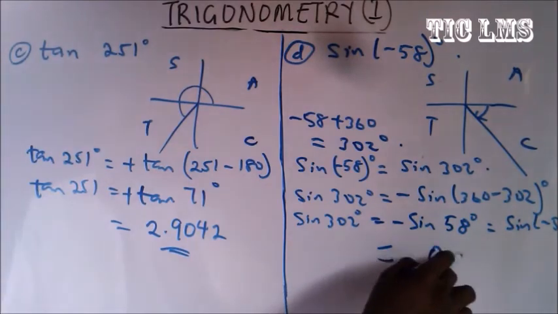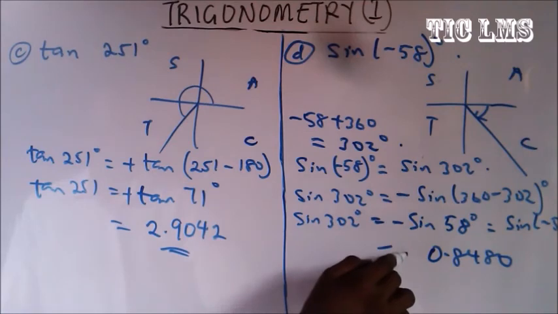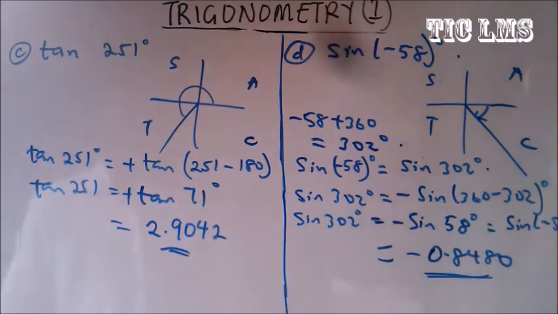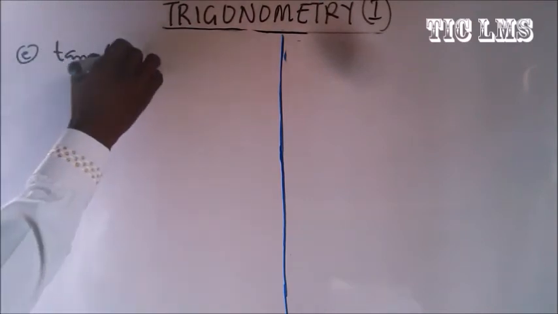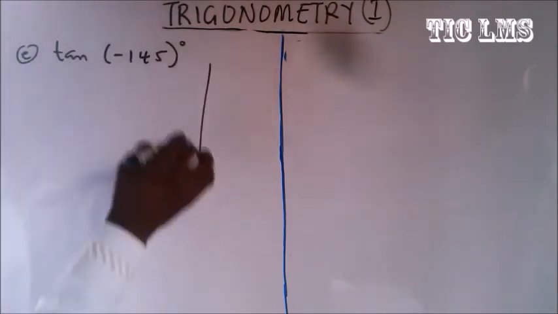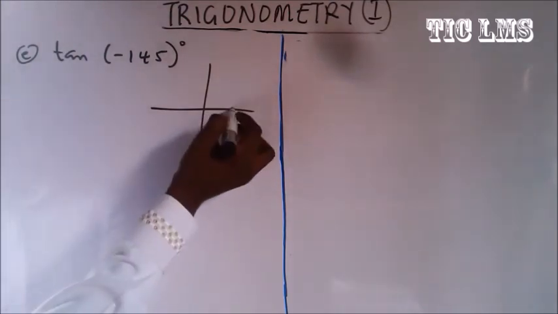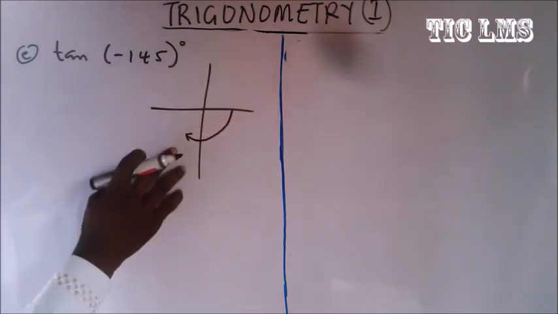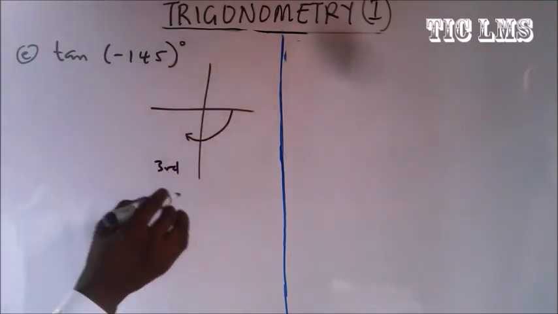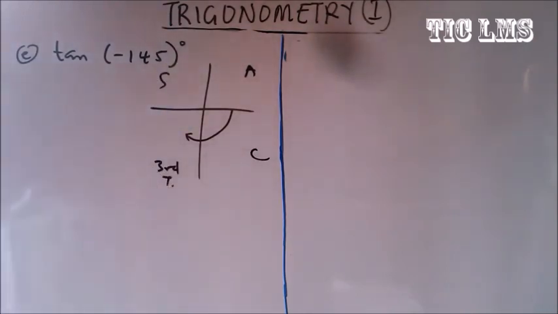0.8480, and do not forget that we have a negative, so we place our negative over here. Here's the next one, which is tan minus 145 degrees. When we consider our four quadrants, minus 145 proceeded in this direction and stopped here. Here we have the first, second, third, so it stopped at the third quadrant, and at this third quadrant only tan is positive.